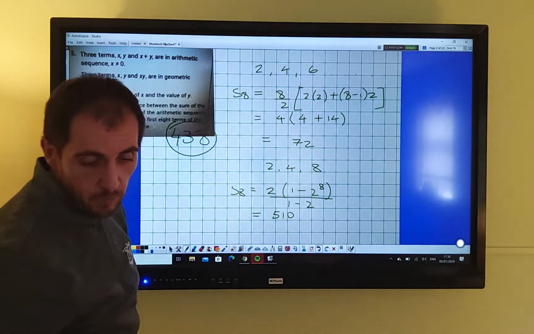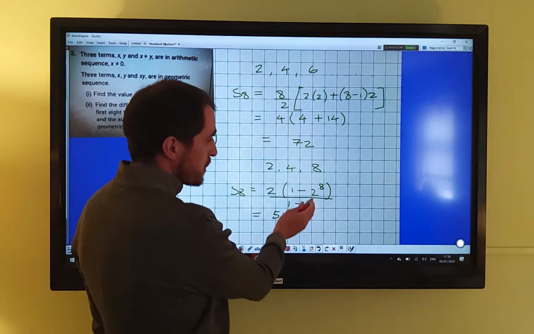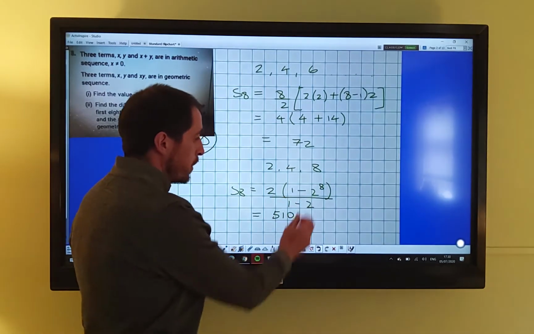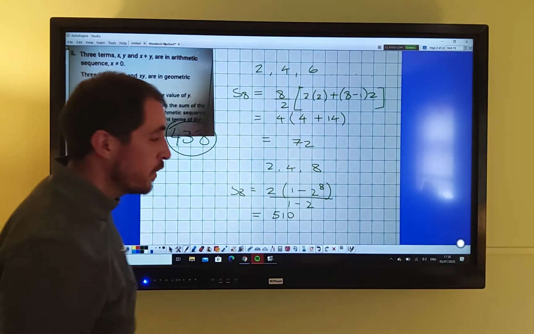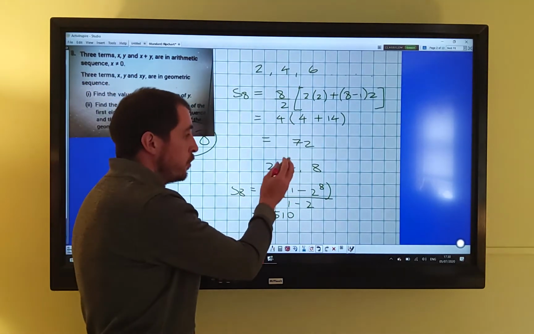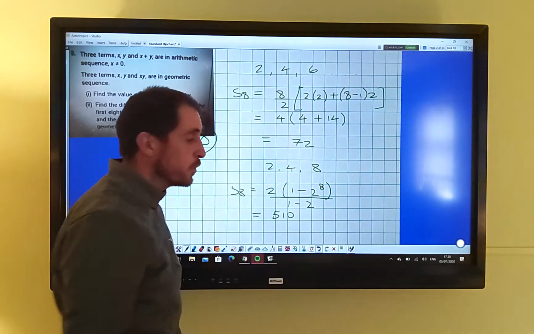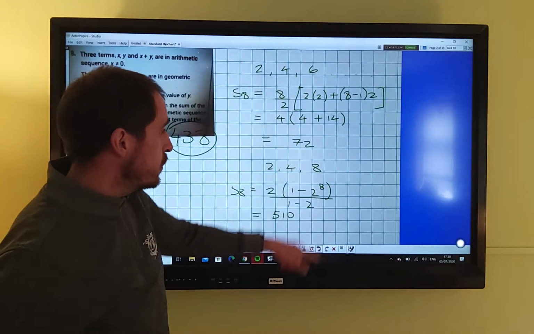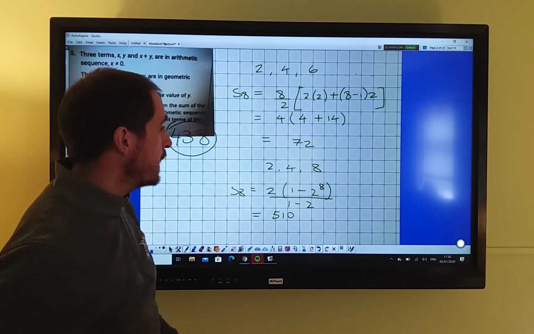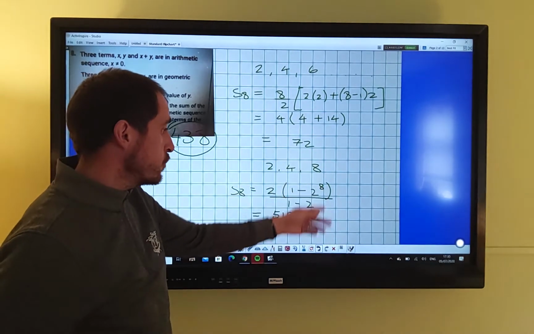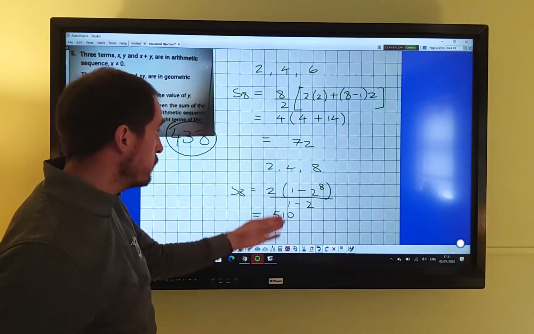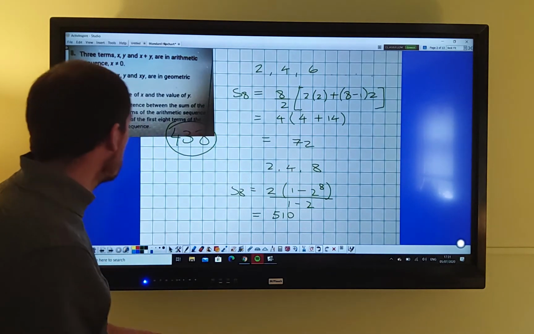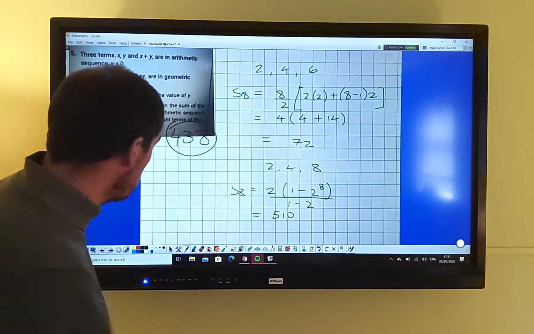248, the formula here is a times 1 minus r to the power of n, over 1 minus r. r is 2, a is 2. And the reason r is 2 is because 2 times 2, 4 times 2, every term is multiplied by 2. So 1 minus 2 to the power of 8, times 2, that gets me minus 510, divided by minus 1 is 510. Subtract the 2, and you get 438. So that's how you do that one there.